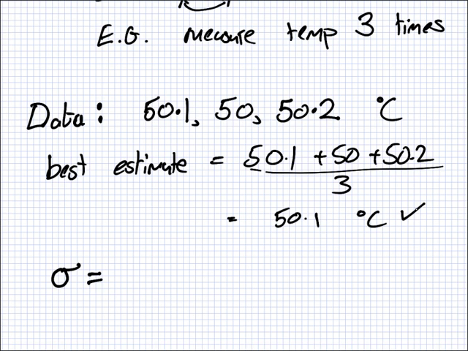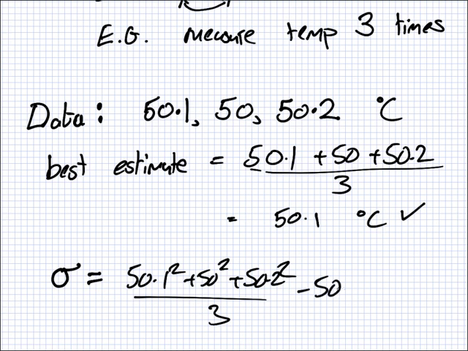What you got? 98. Wrong. Okay, so you'd stop right there. This should be a decimal. It should be quite small, like 0.1 or something. What'd you get? 0.82. Okay, so it was 50.1 squared plus 50 squared plus 50.2 squared over 3 minus 50.1 squared, and you got 0.082 if we round it off.